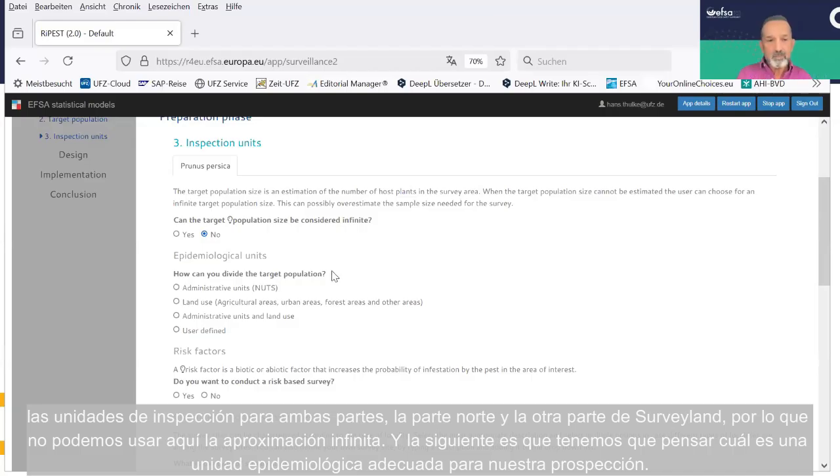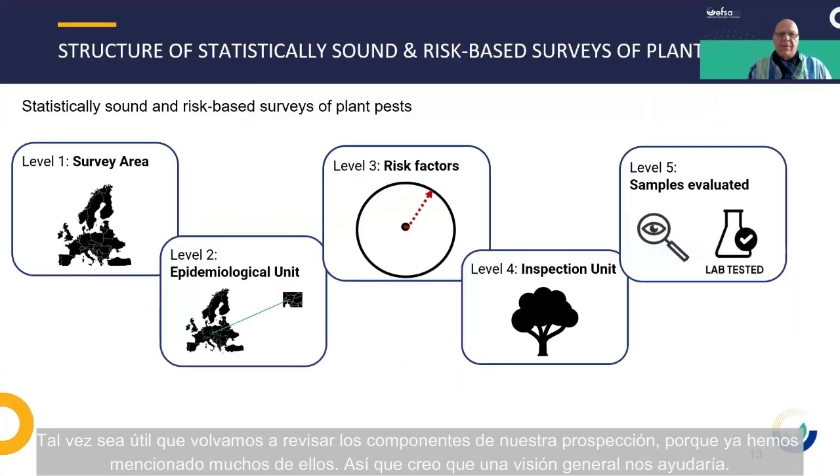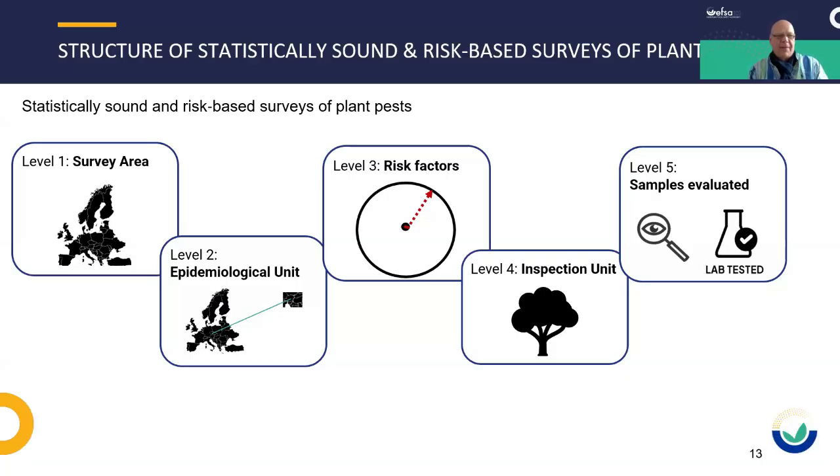And the next is that we have to think what is an adequate epidemiological unit for our survey. Maybe it's useful that we go back to what our survey has for components, because we have mentioned already such a lot. So I think an overview would help us. So we have the survey area, we have the epidemiological unit to talk through, we have the risk factors already touched a little bit. We will come back to this. We already discussed the inspection unit, and we had the samples evaluated.